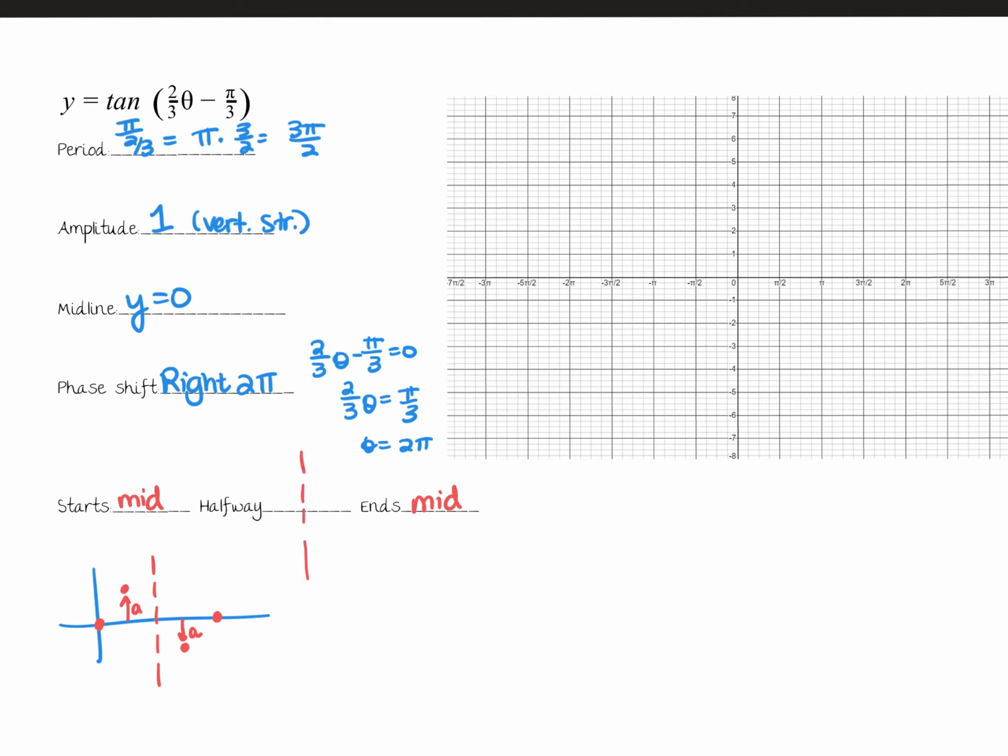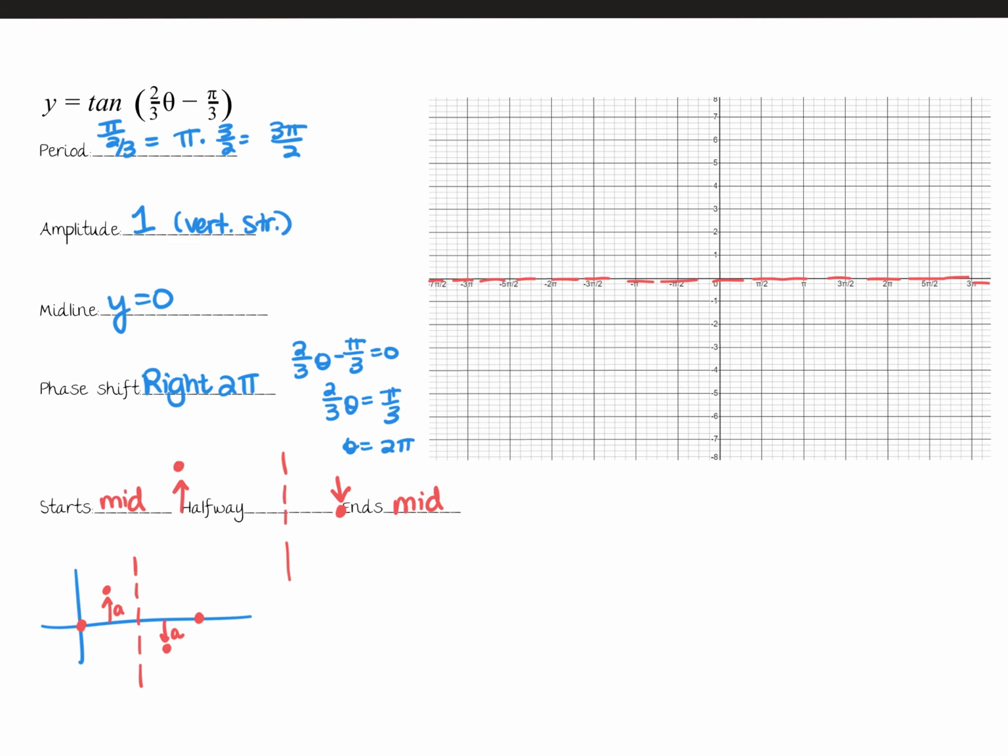Halfway through, we get an asymptote. And then we're going to go up to our highest point using the amplitude and then down to our lowest point using our amplitude. So let's go ahead and start with the midline at y equals 0. Now, I'm going to go ahead and continue to graph using my phase shift next. I know that we are shifting everything right by pi.